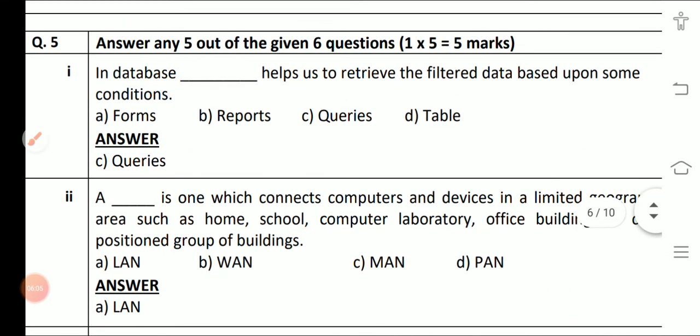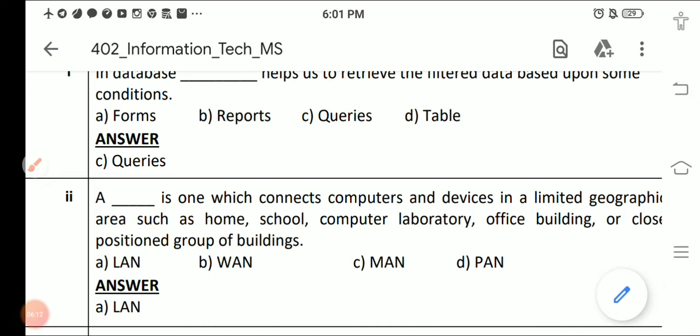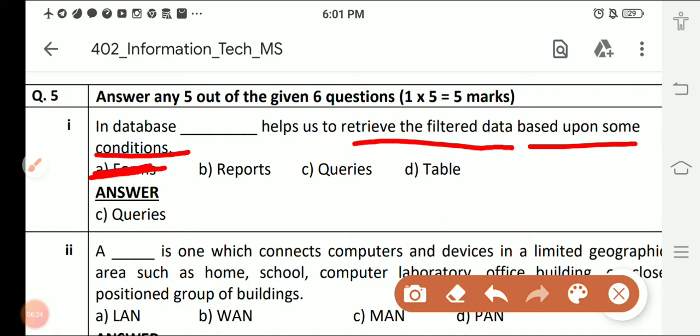In database, dash help us to retrieve or filter the data based upon some conditions. Children, what is query? Query is retrieving that data from the database and it depends on certain condition. So form we are using, if we want the data from the user will enter the data, report hard copy, table in which we are storing the data, and query extracting the data from the database based on certain condition.